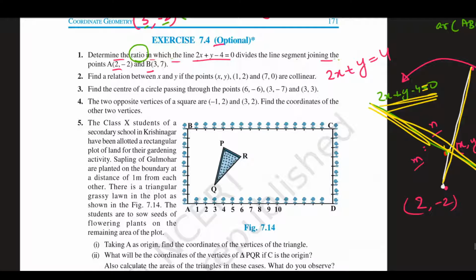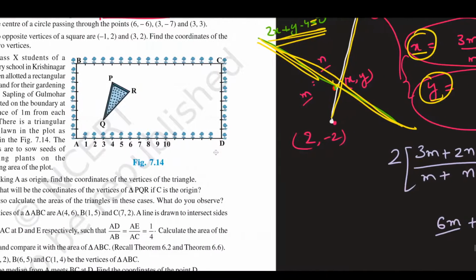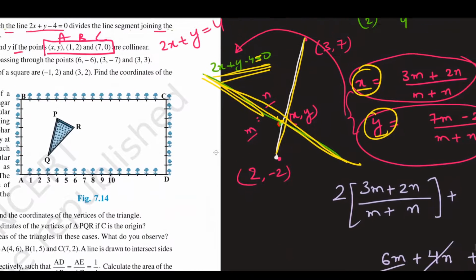The second question: find the relation between x and y if the points are collinear. Now you just have to make the area of the triangle formed by these points equal to 0. And the third question: find the center of a circle passing through the points. It is also a good question.